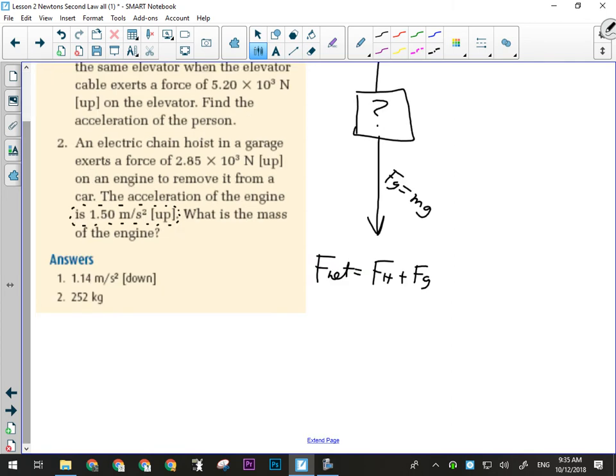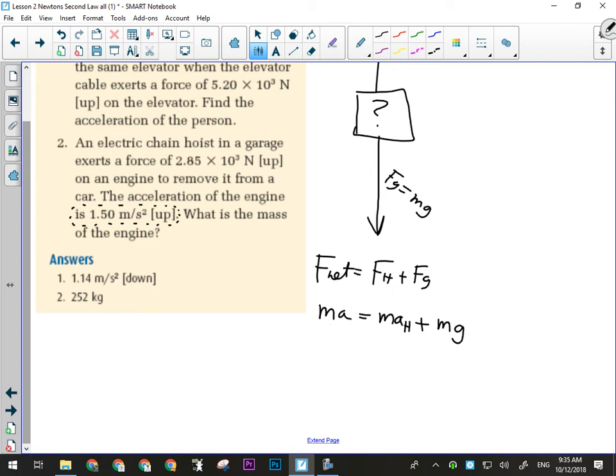So what I can essentially do is say that F net is mass times acceleration. I can say that the hoist is mass times the acceleration the hoist would produce if it was all alone, if it didn't have gravity to work against. How fast could it accelerate something? Plus mass times the acceleration due to gravity. We calculate any force by multiplying mass by whatever acceleration that force could produce.